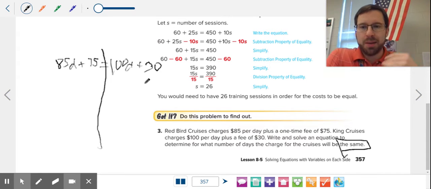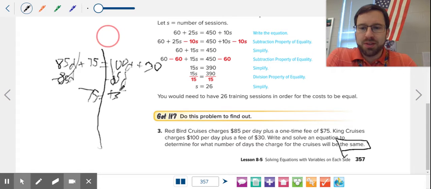This is a classic application of this skill in the business world. So which one's smaller? 85D, 100D, 85 is smaller. Get rid of that. Boom, 75 equals 30. Whoop, getting ahead of myself. That's supposed to say 15D.